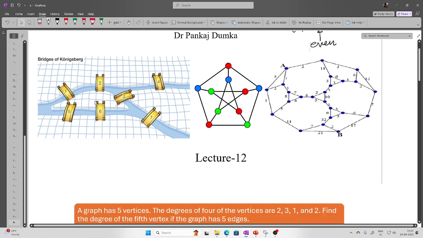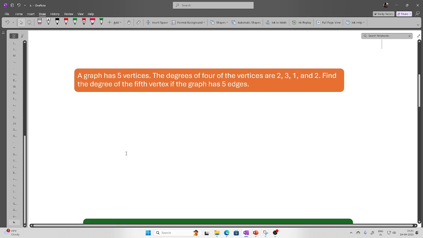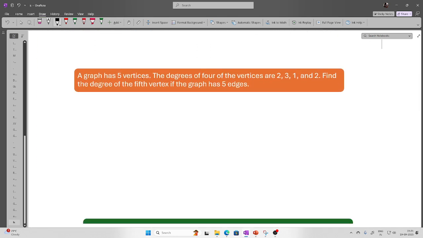So let us start solving the first problem. It says that a graph has 5 vertices, so n is given to us as 5. The degrees of 4 of the vertices are 2, 3, 1 and 2. Find the degree of the fifth vertex.